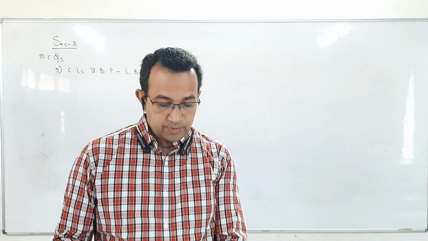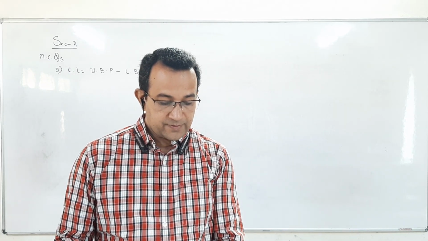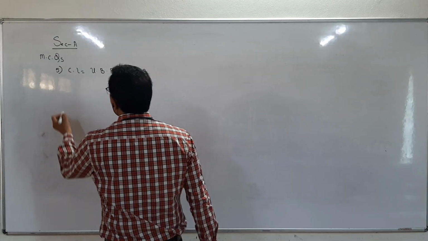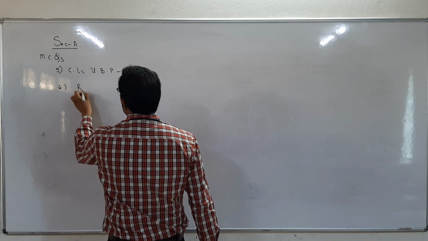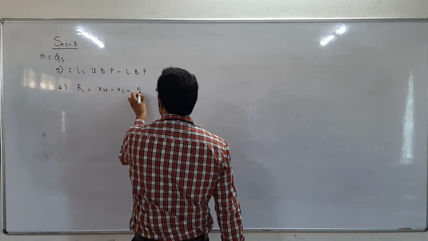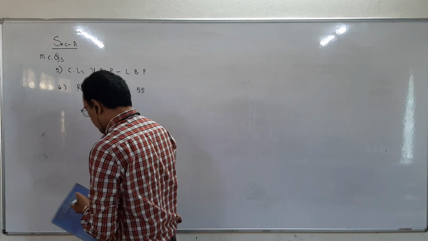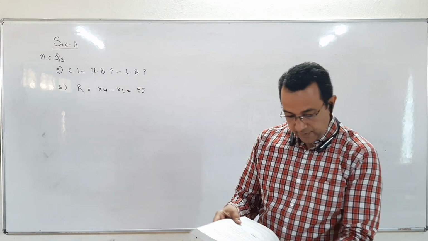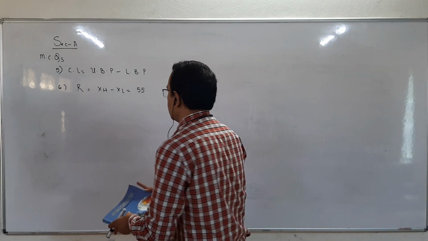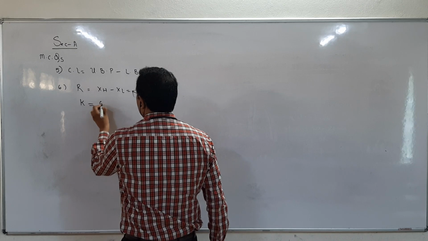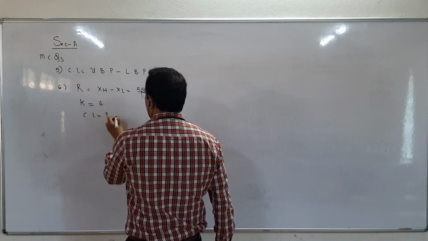The range of grouped data is 55. Okay, let us correct the data. As per the given, the range of the data is nothing but xh minus xl, and that is particularly given as 55. It is divided into 6 classes. The number of classes is k equal to 6. Then what should be the class length C?